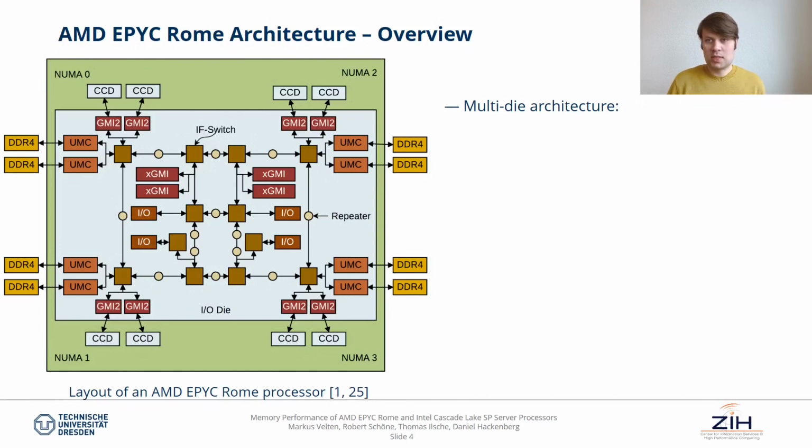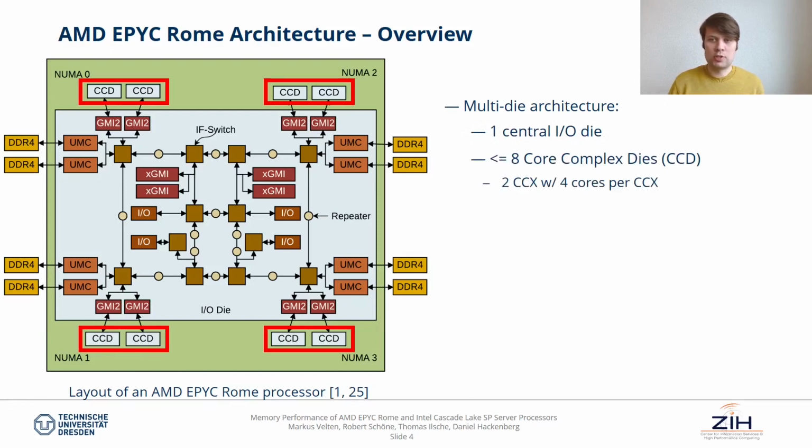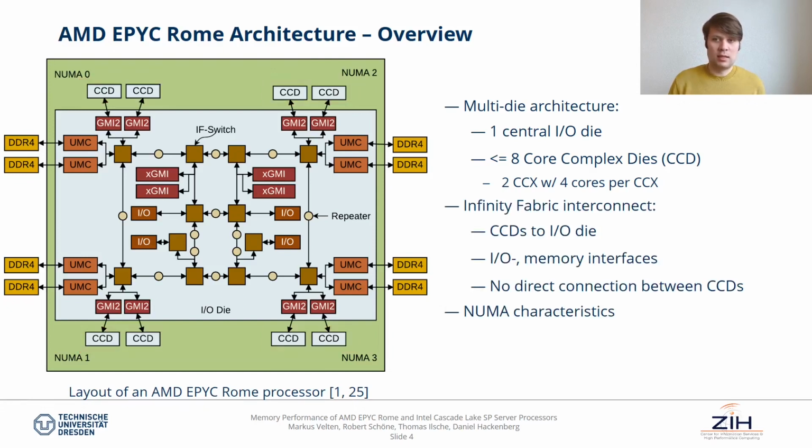So AMD uses a multi-die architecture with a single central I/O die, which is connected to up to 8 core complex dies, each of which holds 2 CCX, which have in turn 4 cores. The Infinity Fabric AMD uses connects the CCDs to the I/O die and to the I/O and memory interfaces. We have 8 memory channels in total, but there's no direct connection between CCDs, as you can see, and there's also no direct connection between the 2 CCX within a single CCD, as we'll see later.